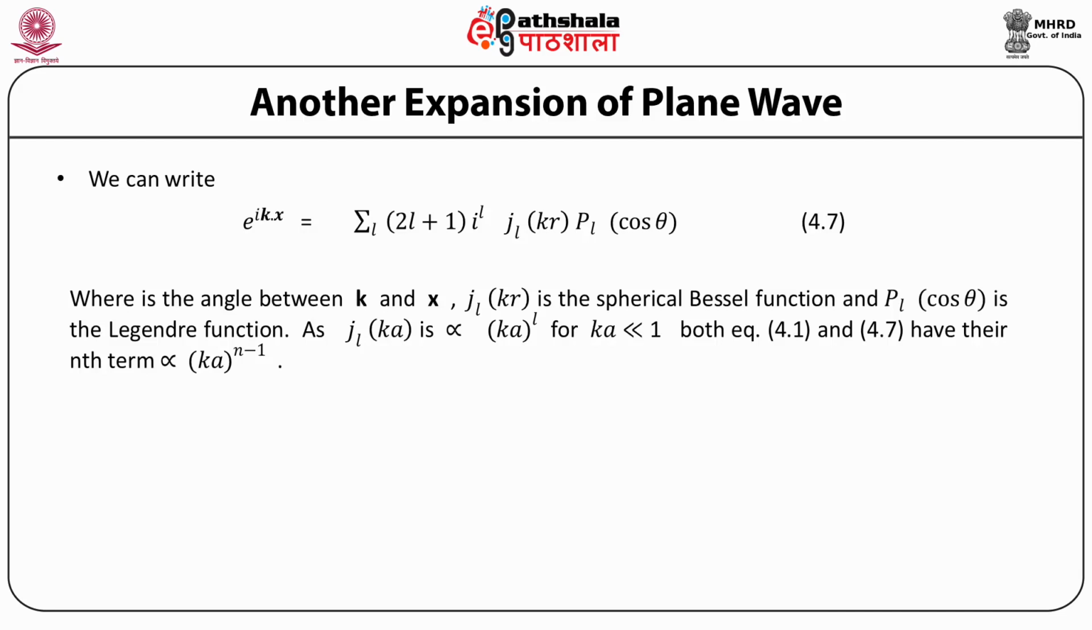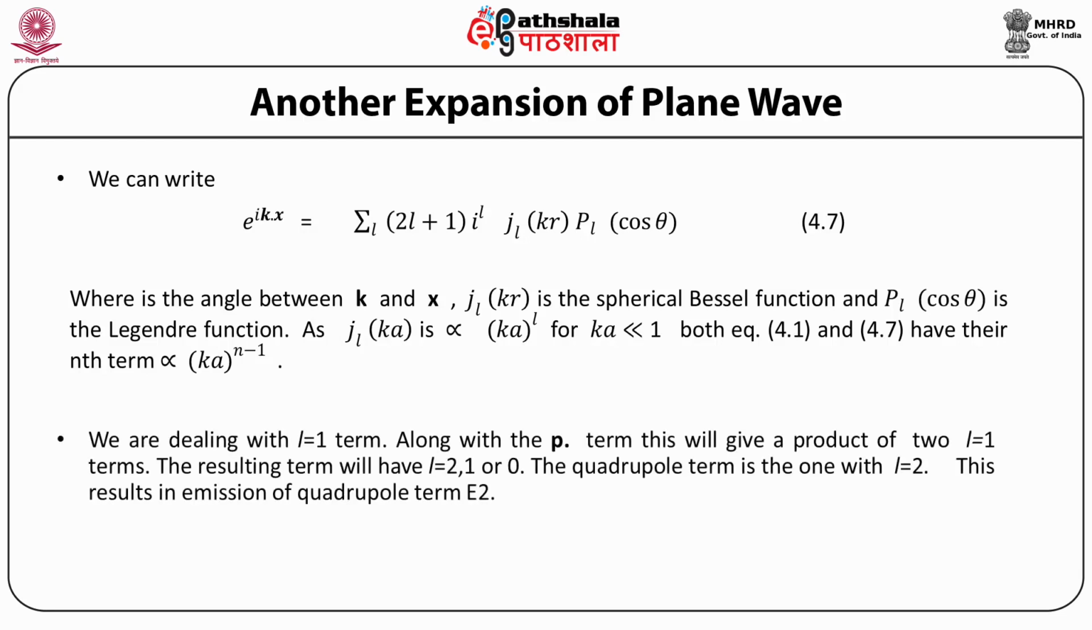As j_L(ka) is proportional to ka raised to the power L for ka much less than 1, both equations 4.1 and 4.7 have their nth term proportional to ka raised to the power n minus 1. We are dealing with the L equal to 1 term. Along with the p dot x term, this will give a product of two L equal to 1 terms. The resulting term will have L equal to 2, 1 or 0. The quadrupole term is the one with L equal to 2. This results in emission of the quadrupole term E2.